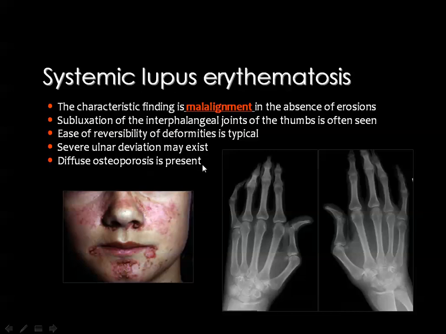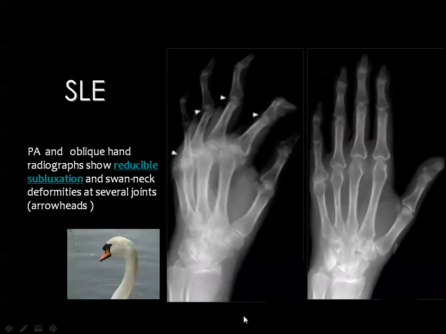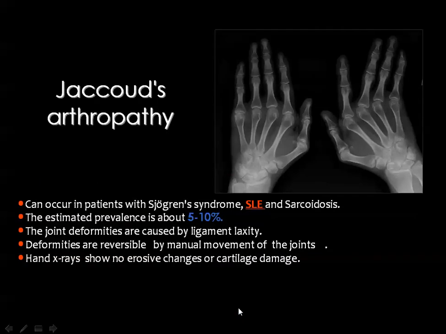Diffuse osteoporosis, of course, is one of the manifestations of the disease and also a sequela of corticosteroid therapy. And here you can see multiple deformities like the swan neck and the boutonniere deformity. Whenever this patient puts his hand on the X-ray table, the deformities are realigned. Also be sure that there are no evident bony erosive changes.